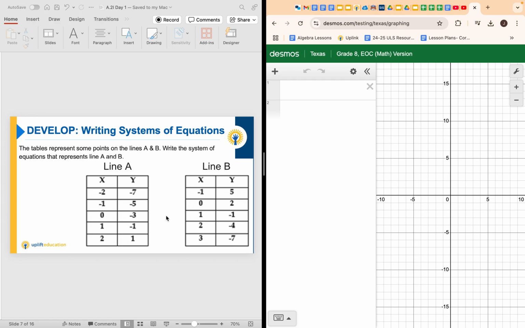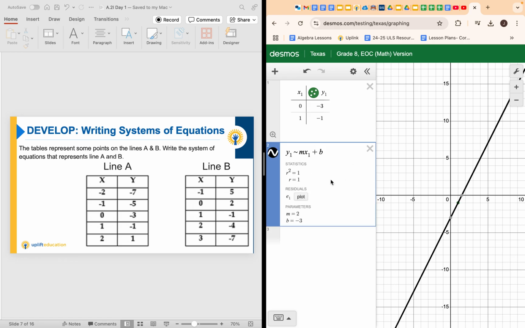Equations today. So we have two different tables because we're going to have two different equations for each one of these lines. We're going to start off with Desmos by picking 2 points off of line A, and I'm just going to start with the 0 point, which is at (0, -3), and at (1, -1). So I now have y1 squiggly, 1 plus b, which is our linear.